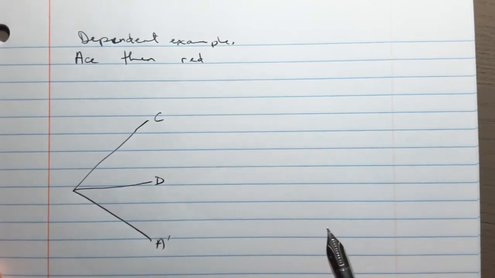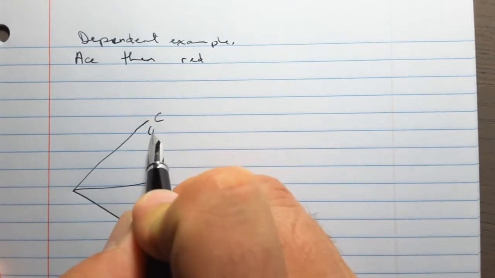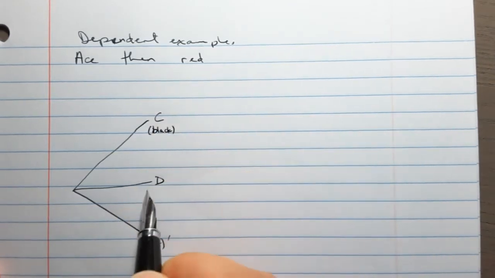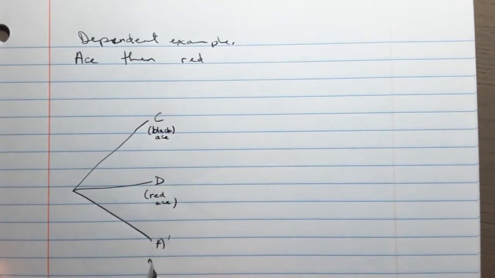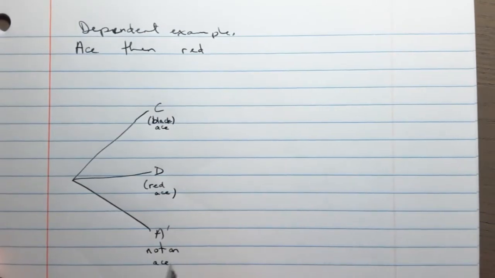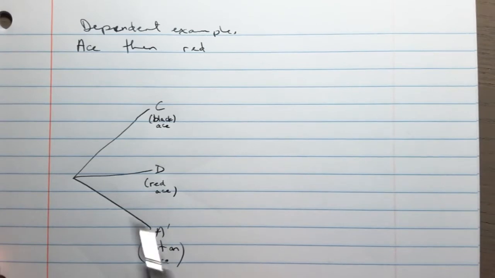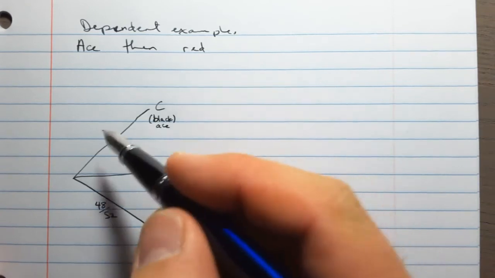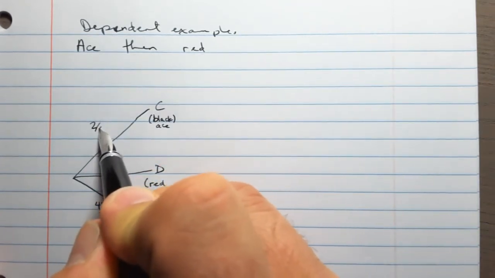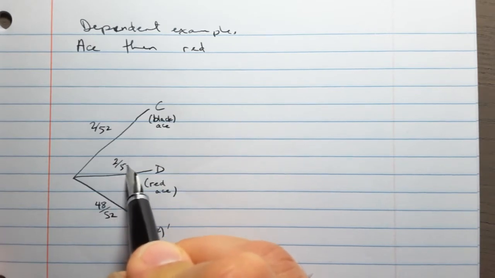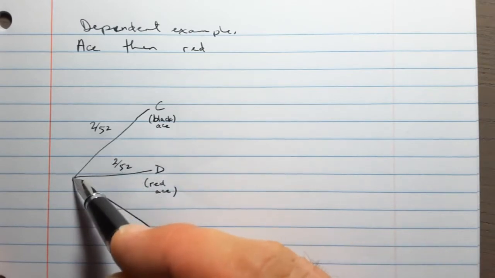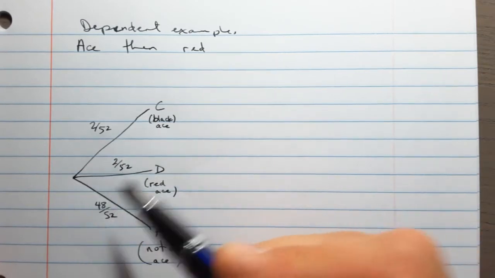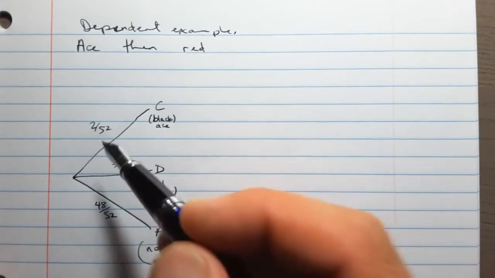And I think we said C was the black ace first, right? And D was the red ace. I'll write the word ace there. And this is not an ace. And we're not going to care about this branch, although I will label it. The probability of drawing something other than an ace is 48 out of 52. Now these two each are 2 out of 52. You'll notice that those three numbers add up to 52 out of 52, which is 1, and that's always true. When branches radiate from a single point like this, they have to always add up to 100% or 1.